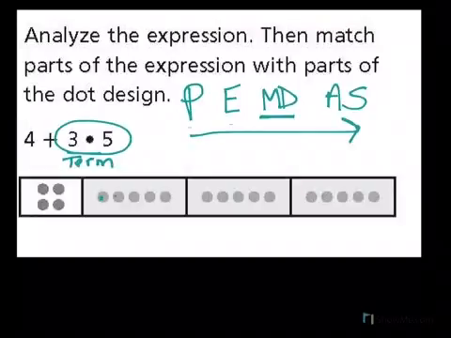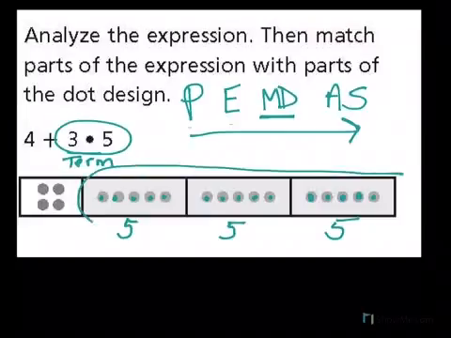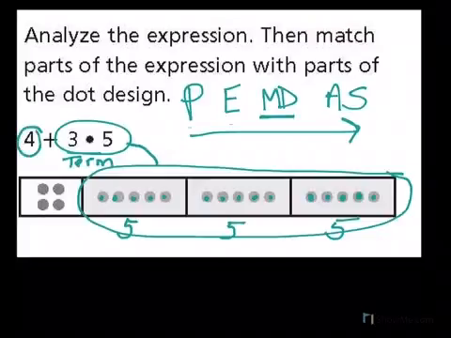Well, I see 1, 2, 3, 4, 5. Okay, so here's a group of 5. I see 1, 2, 3, 4, 5. That's another group of 5. 1, 2, 3, 4, 5. I have 3 groups of 5. So these right here I'm going to circle and I'm going to draw a line to 3 times 5 because those match. Then I see my other term, which is just 4.